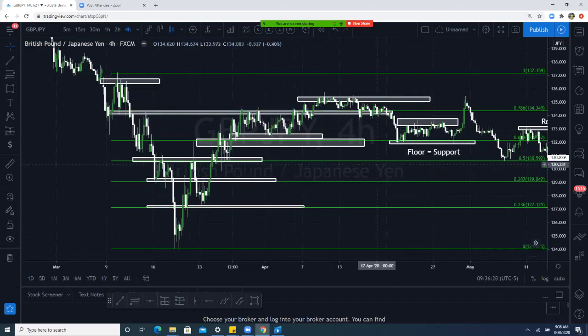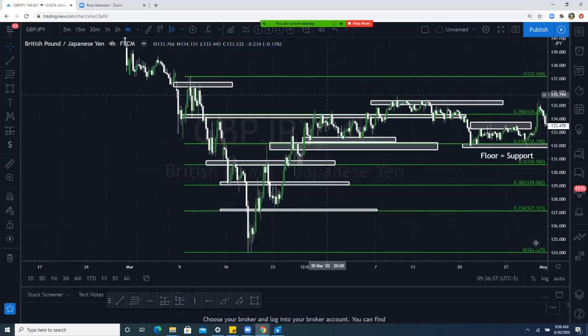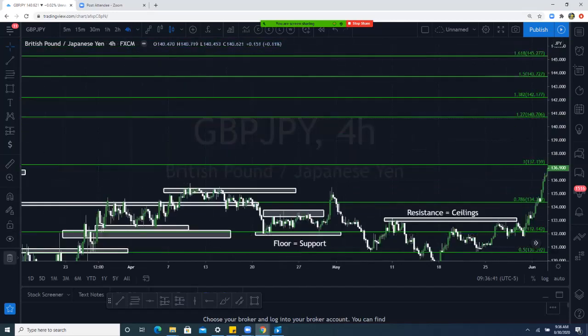But for this video, I just want you to see how price respects these psychological levels. So these are the horizontal price levels. You got your support, which is your floor, your resistance, which is your ceiling, and you have your Fibonacci levels. So let's delete that out.